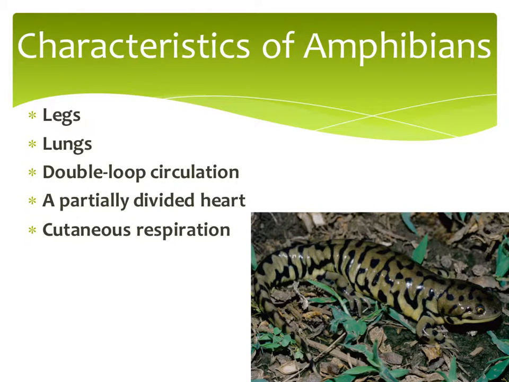Here are the characteristics of amphibians. Make sure you leave some space as you are writing these down because you will add some things to each. Amphibians have legs, lungs, double loop circulation, a partially divided heart, and cutaneous respiration.